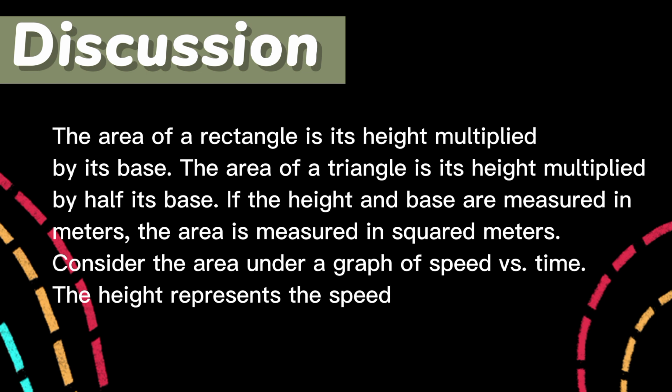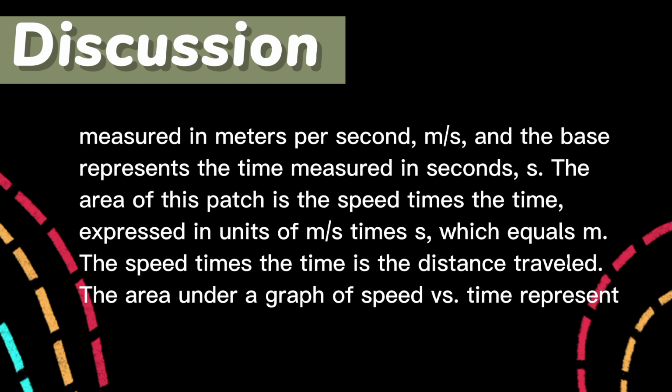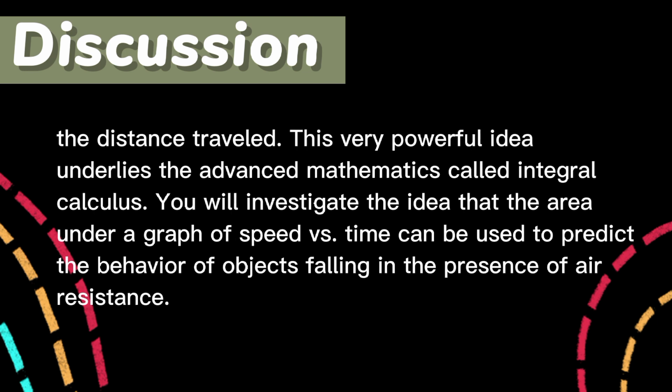Consider the area under a graph of speed versus time. The height represents the speed measured in meters per second, and the base represents time measured in seconds. The area of this patch is the speed times the time, expressed in units of meters per second times seconds, which equals meters. The speed times the time is the distance traveled.